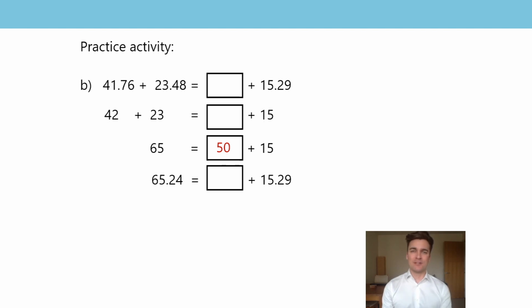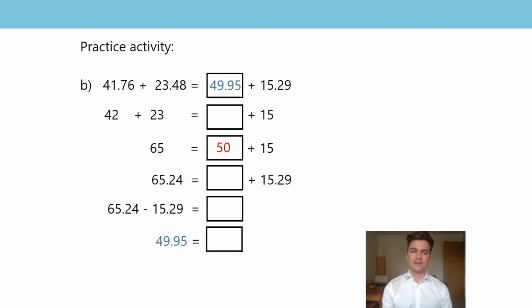Using that with the original addends, I've added the addends from the left. They're both known. I know that on the right, the unknown addend plus the known addend need to equal 65.24. So once again, if I subtract the known addend from 65.24, the difference I'm left with is the missing addend, the unknown addend, 49.95.